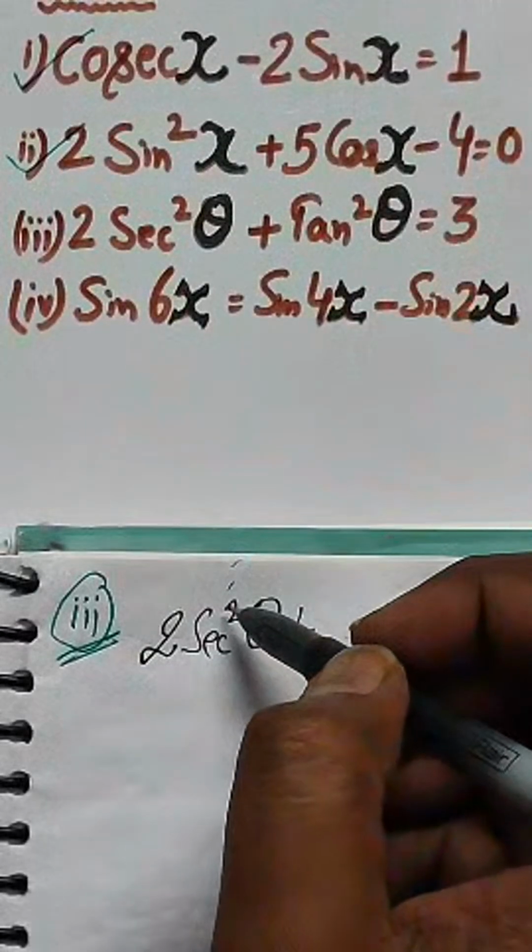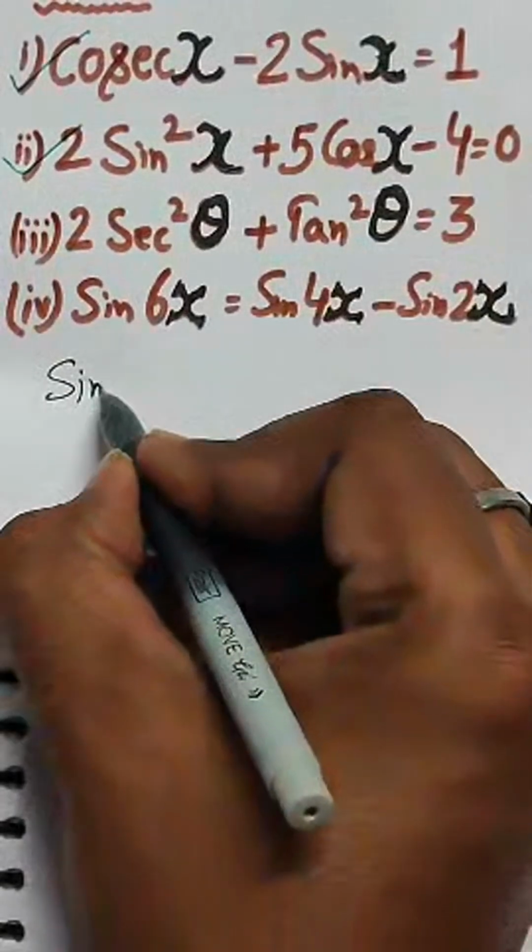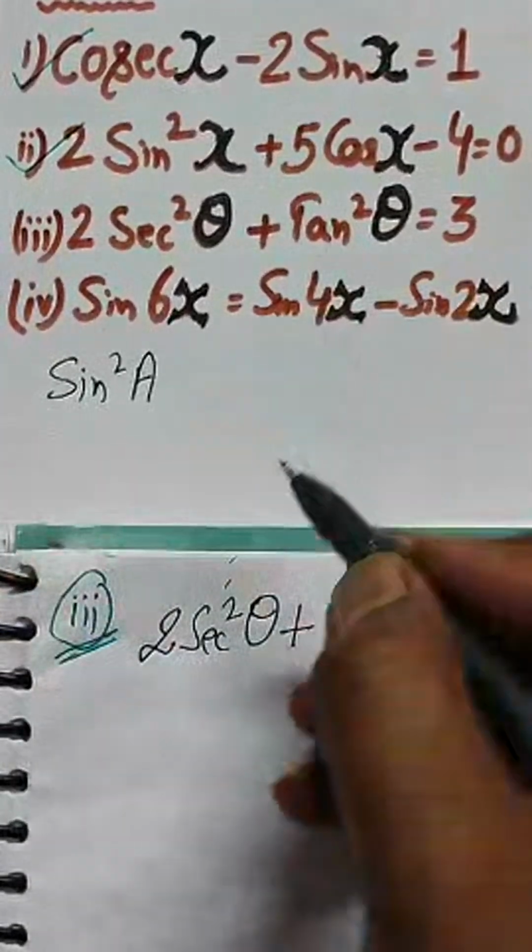What's that? The question is that, let me write it from the chat window. That is, the question is sin square A, right?